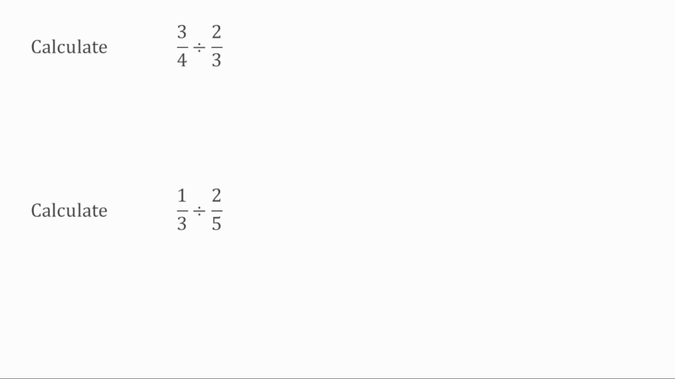So for this first question, we've got 3 over 4 divided by 2 over 3. So for the keep, flip, change method, what we're going to do is turn our division into a multiplication. And the way we do this is we keep the first fraction, so our 3 over 4 would remain as 3 over 4. We're going to flip our second fraction, so 2 over 3 becomes 3 over 2, and then we change our division to a multiply. So now we want to do 3 over 4 multiplied by 3 over 2.